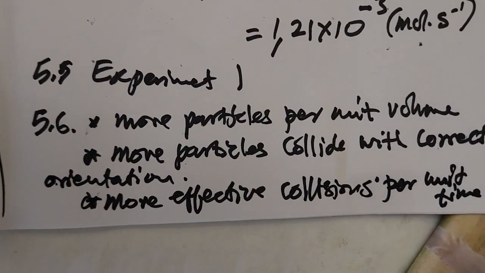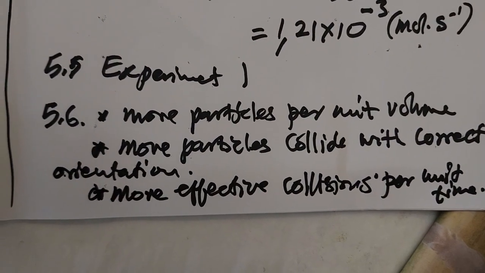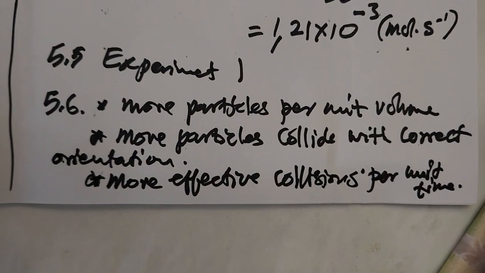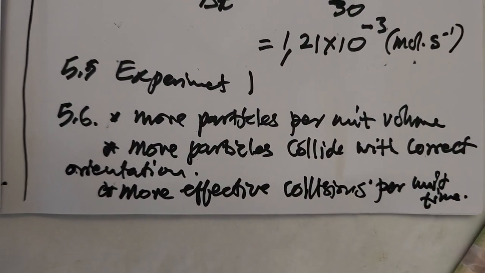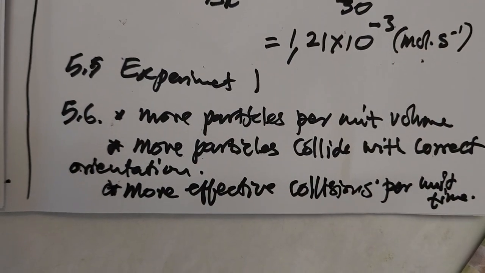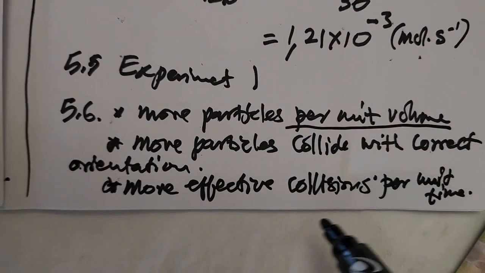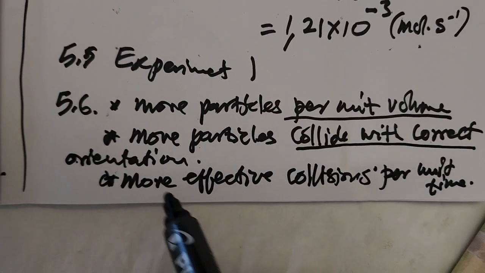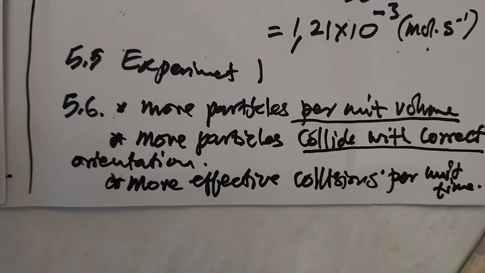Hopefully you understand what is going on here, and then don't forget to subscribe and keep on watching, and hopefully you are getting it better. This is how we explain collision theory, especially when concentration is involved. So more particles per unit volume is about the collision with correct orientation, and then more effective collisions per unit time, because we're talking about the rate.